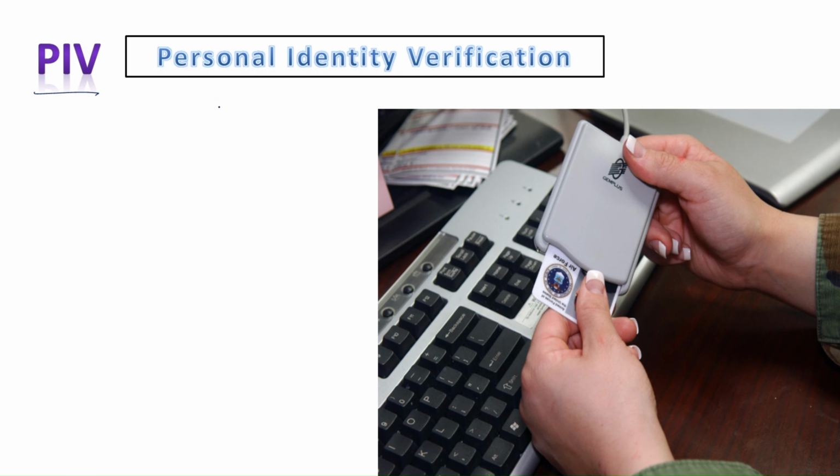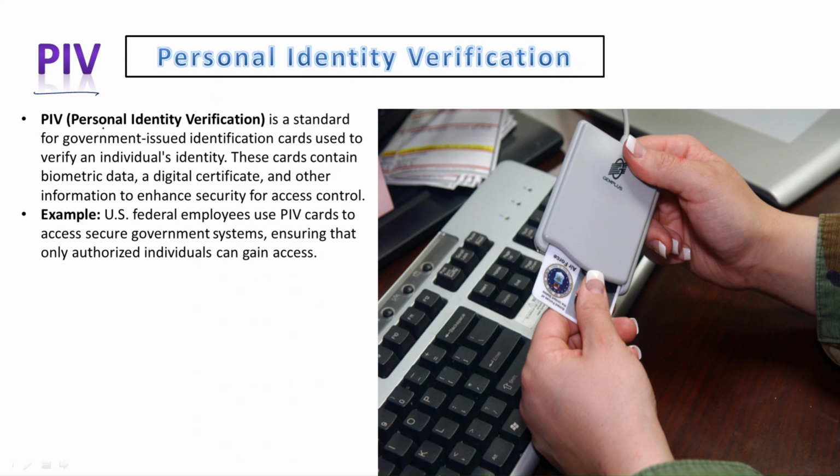PIV, that is Personal Identity Verification. So PIV, Personal Identity Verification, is a standard for government-issued identification cards used to verify an individual's identity. These cards contain biometric data, a digital certificate, and other information to enhance security for access control. For example, US federal employees use PIV cards to access secure government systems, ensuring that only authorized individuals can gain access.